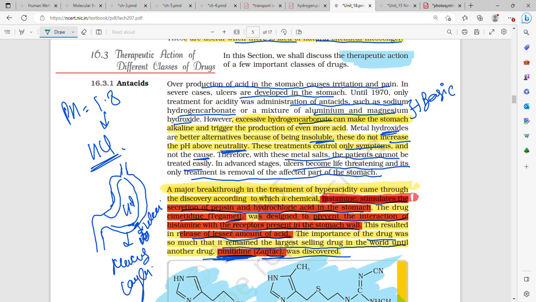It is going to counteract the treatment: instead of treating it, if we make the stomach alkaline, then even more acid will be released. Because of this reason, metal hydroxides are given. Why? Because metal hydroxides are insoluble, so they are not going to increase the pH beyond neutrality, and they will only control the symptom, not the cause. Therefore, with these metal salts, patients cannot be treated easily. In an advanced stage, ulcers become life-threatening, and the only treatment is to remove that part of the stomach which contains the ulcer.